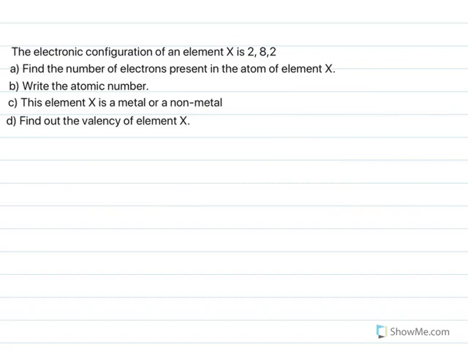The electron configuration of an element X is 2, 8, 2. Find the number of electrons present in the element. So the configuration is 2, 8, 2. So you have K, L, M shells. When you add this up, you get 12. So 12 are the electrons, because this is the distribution of electrons. It has 12 electrons.